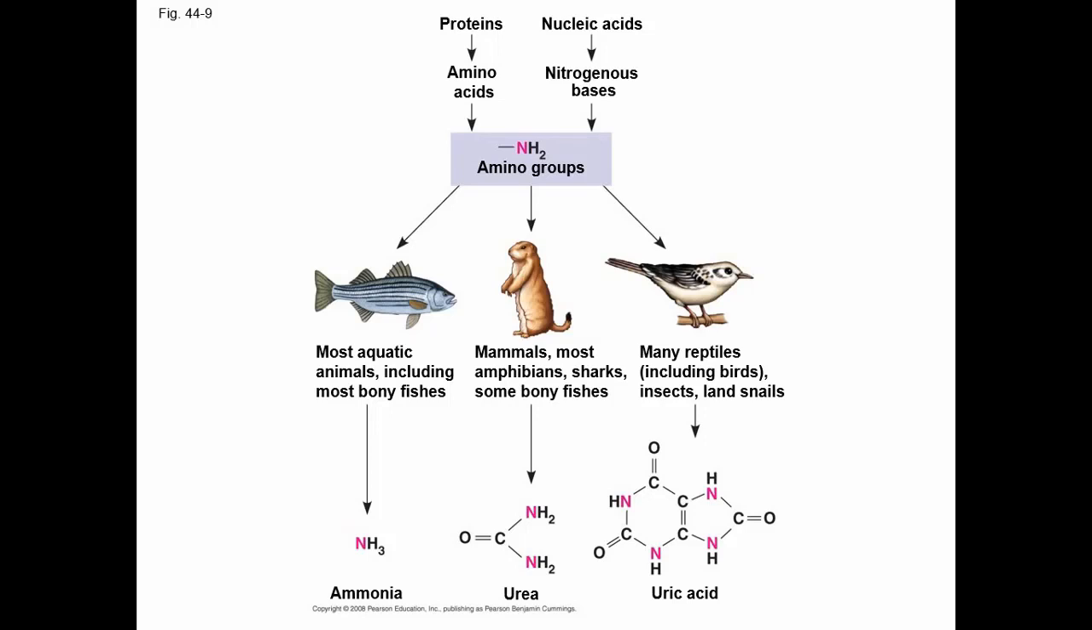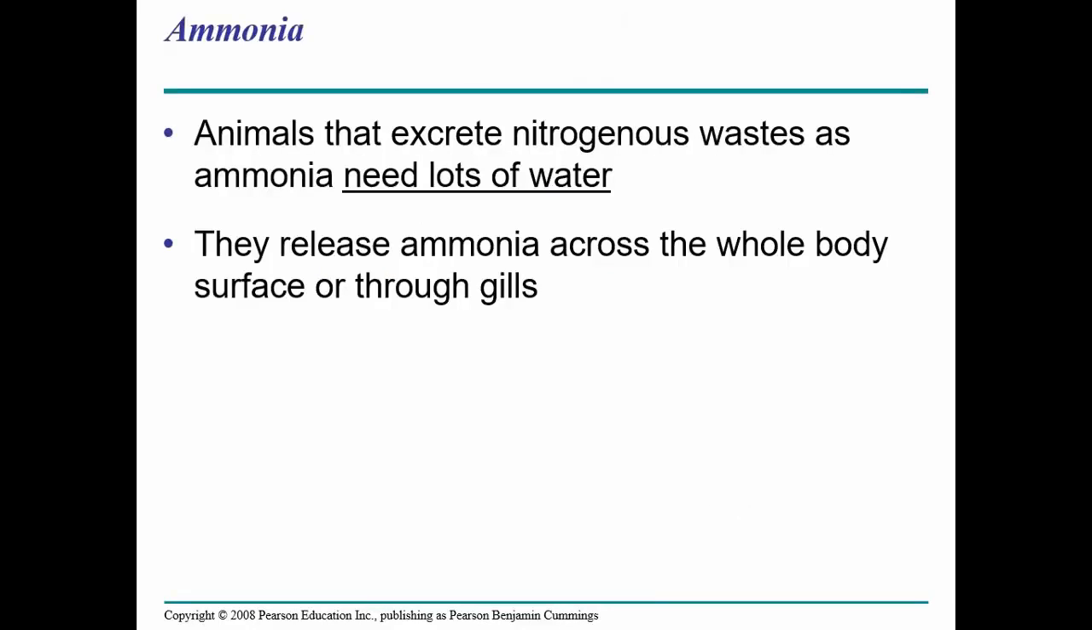And then in birds, and also insects, snails and reptiles, they convert the nitrogen waste into uric acid. So now let's talk about ammonia. Ammonia, that I told you before, is mostly in the fish. So how do they remove that one? They release it through the gills and also the surface of the body. And if the animal converts the waste into ammonia, they need lots of water to remove it.